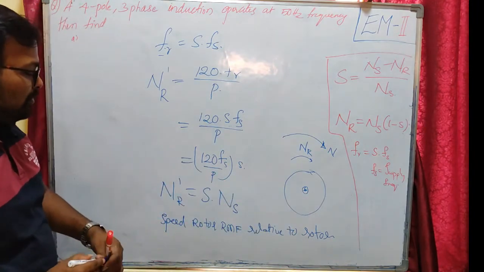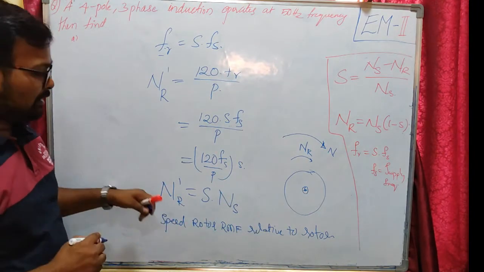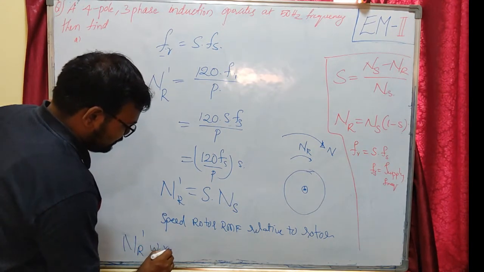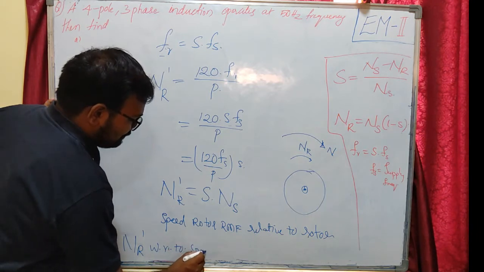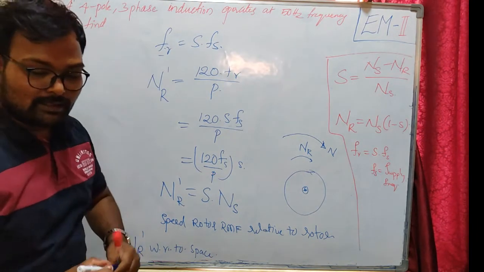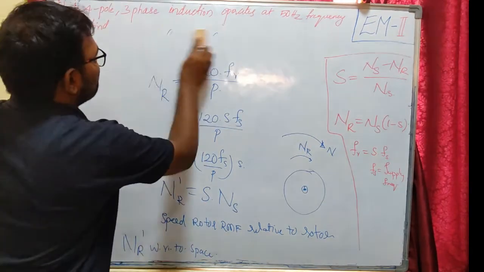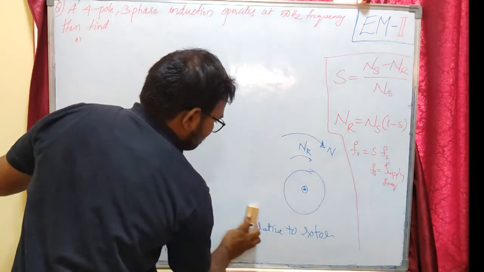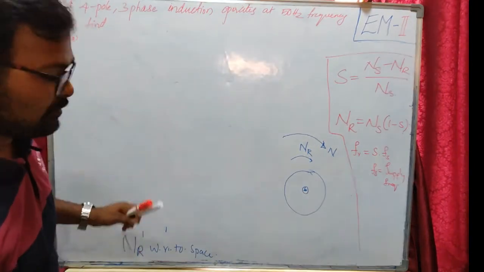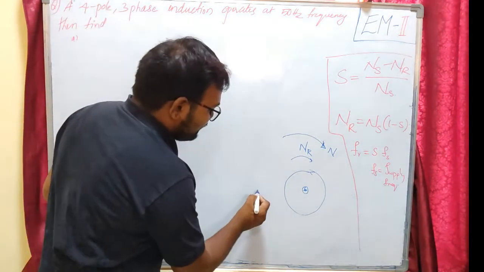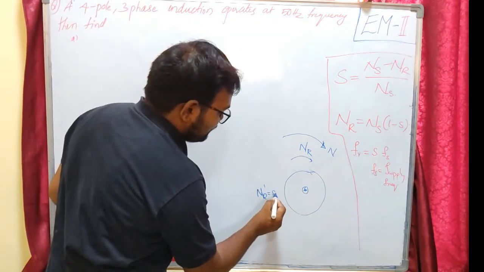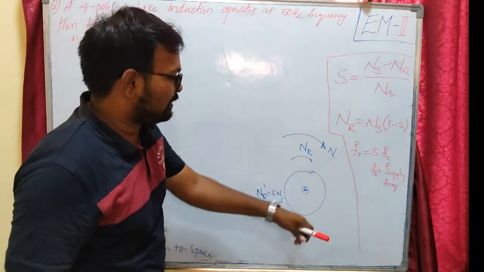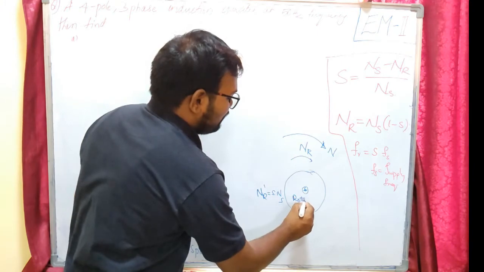Now, we have to find out this speed with respect to space. That means Nr bar with respect to space. Now, I am going to find out this. So, our Nr dash is rotating with the speed of S into Ns. This is with respect to rotor. So, let me consider it as rotor.